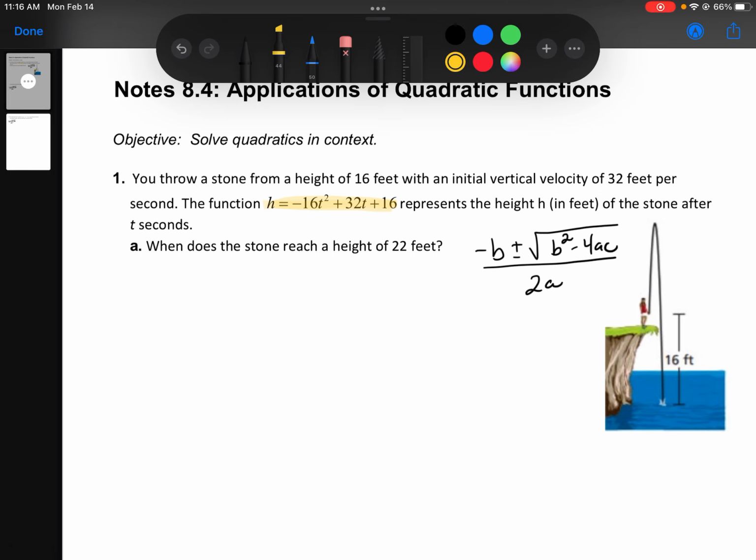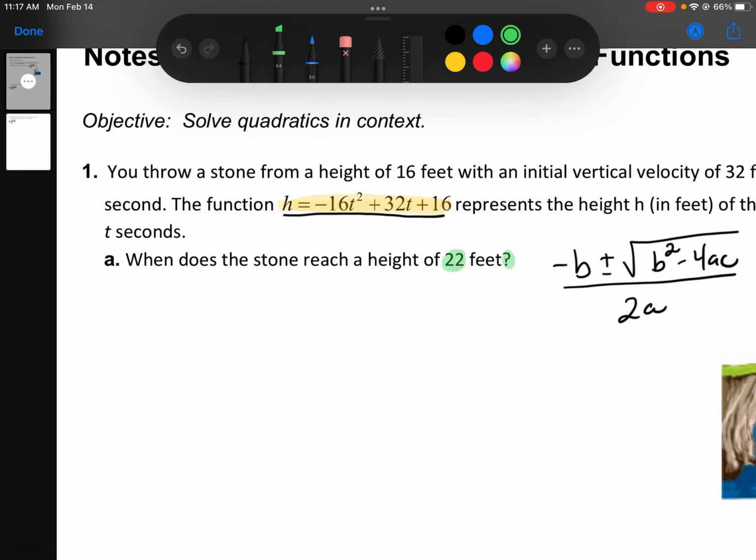What I need you to do is find the equation. So this is the equation. And then we look at the question. So here is the question. You can tell because it's got the question mark. So when does the stone reach a height of 22 feet? They'll put some sort of number in that question.